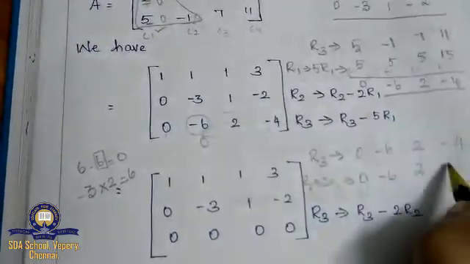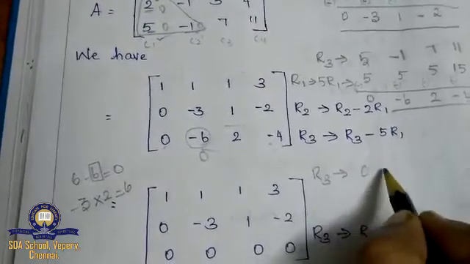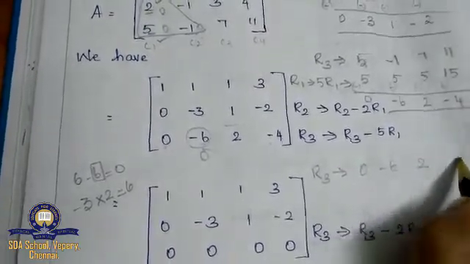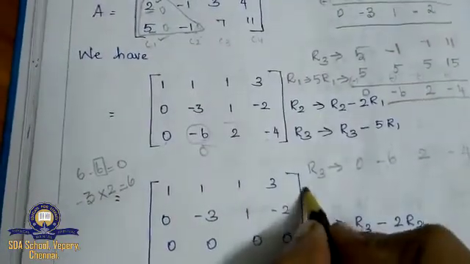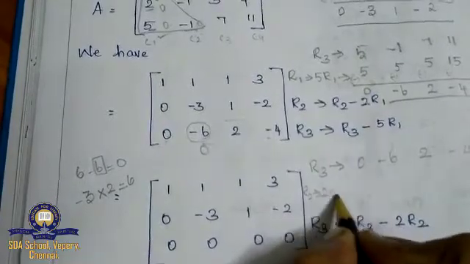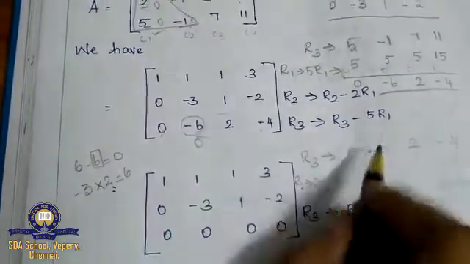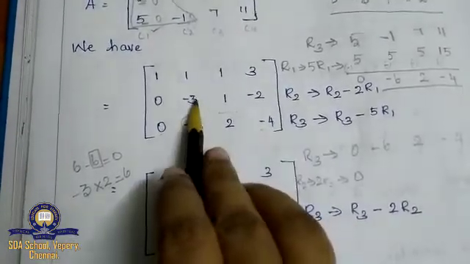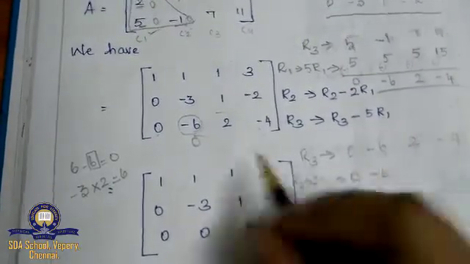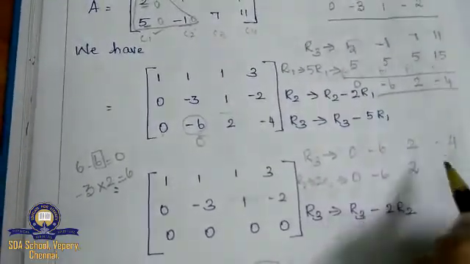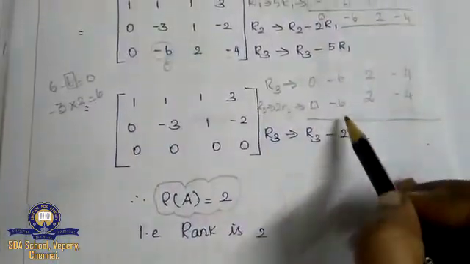2 into minus 2 means minus. So R3 implies 0 minus 6, 2 minus 4. And what is my R2? What am I going to do with my R2? My R2 as 2R2. If I multiply with 2, 2 into 0 is 0. But 2 into 3 means it will be minus 6. And 2 into 1 means 2. 2 into minus 2 means minus. Then I am going to subtract the value.